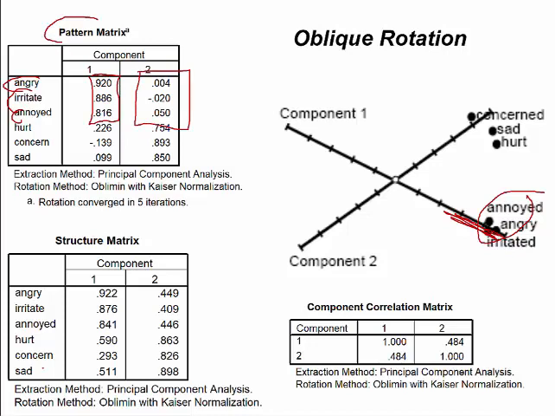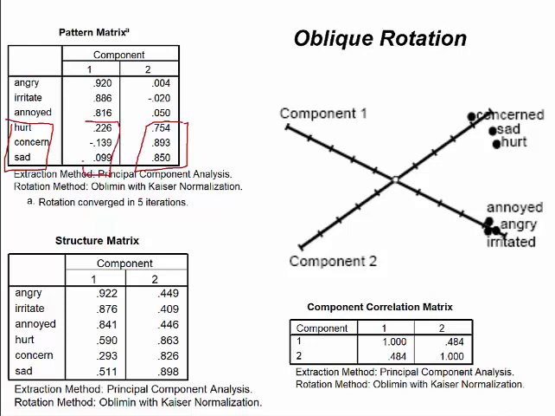And in contrast, hurt, concerned, and sad, my soft emotion items, all have really high loadings on component 2 or factor 2, if I want to use more loose language. And the loadings on component 1 are all really small: 0.2, negative 0.13, 0.01. So we've got small loadings there. So this is a good example.